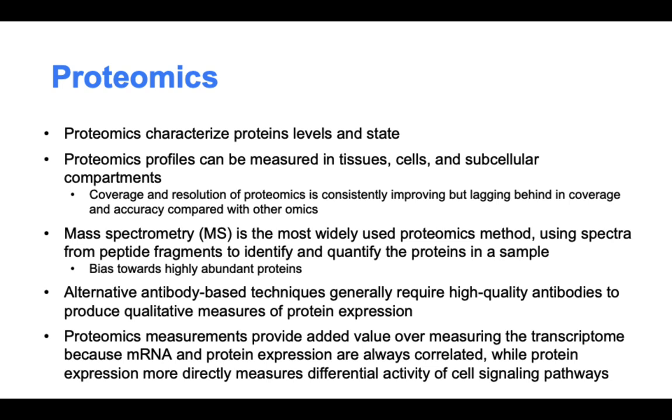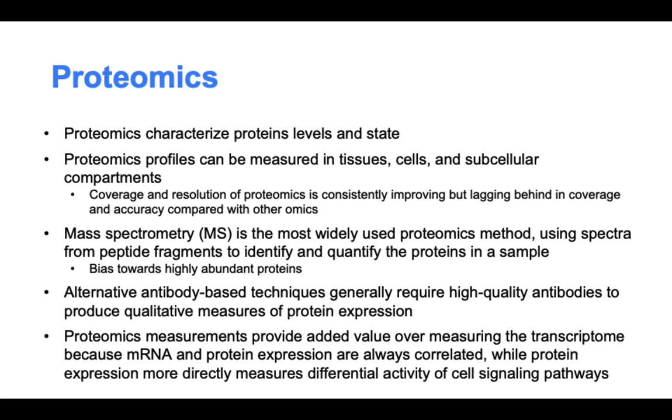And then often these antibody-based techniques lead to a qualitative measure of protein expression. So an example is the Human Protein Atlas. They use immunohistochemistry staining for protein quantification, and it requires some manual annotation of how much of the stain is observed in an image. So it's not as quantitative as mass spec.